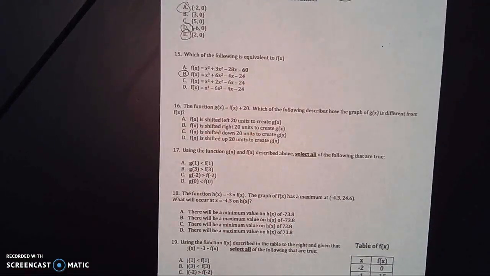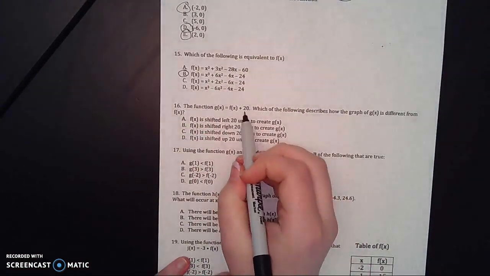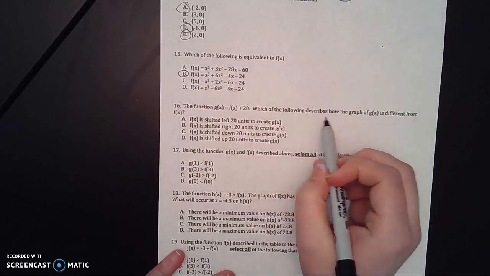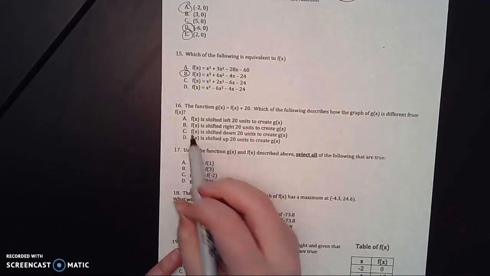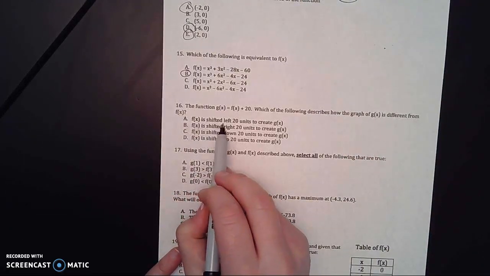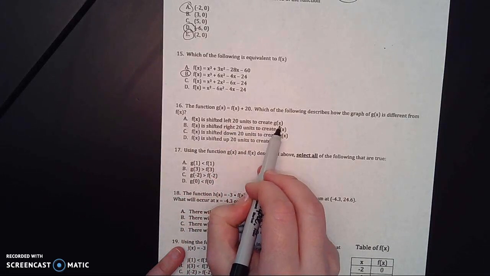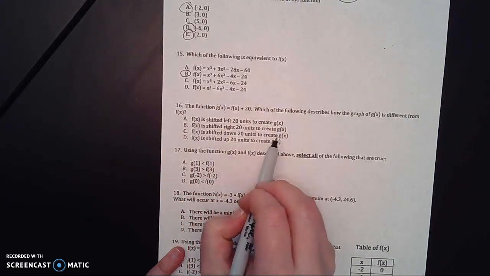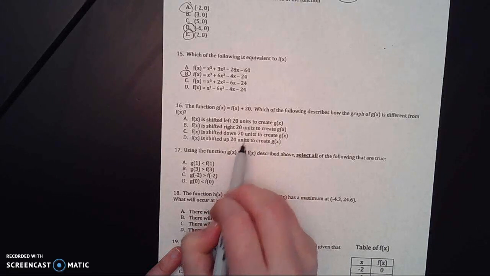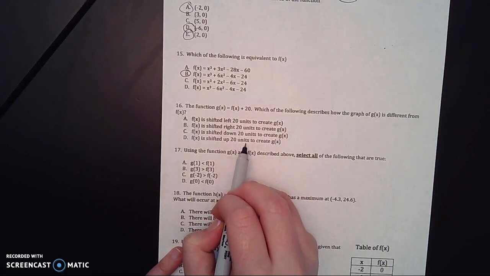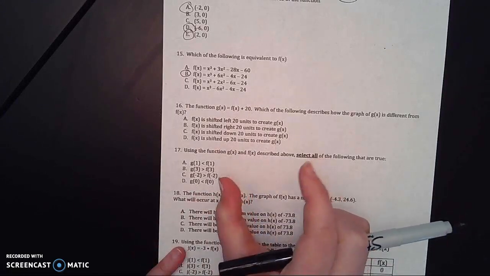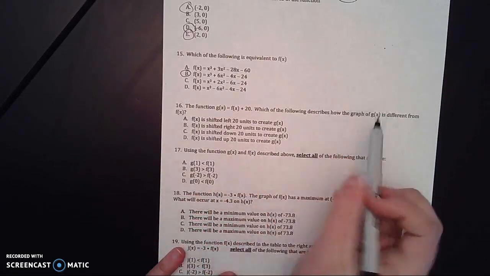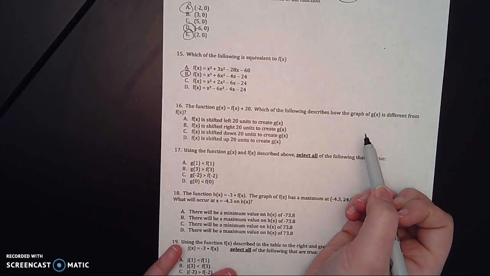The third question, number 16, says the function g of x equals f of x plus 20. Which of the following describes how the graph of g of x is different from f of x? So I look at my answers. It says f of x is shifted left 20 units to create g of x, shifted right 20 units, shifted down 20 units, and shifted up 20 units. This should remind you of what we did with quadratics when we were shifting them from their parent function left, right, up, and down. It's exactly like that. It works the same exact way.